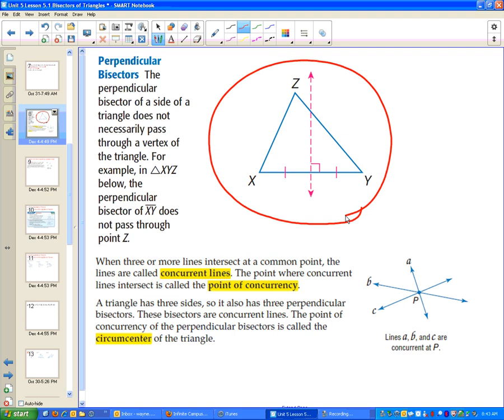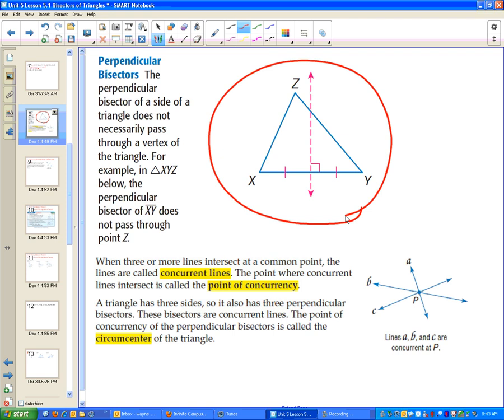Now, something else you need to know, it's not really part of a learning target, but some words you need to understand. When three or more lines intersect at a common point, the lines are called concurrent lines. It's okay to call them intersecting lines, but when you call them concurrent lines, that gives everybody the idea that, hey, there's more than just two lines. There's three or more, okay? And, you know, you have a point of intersection. Well, now you would call that point where the lines all intersect the point of concurrency.